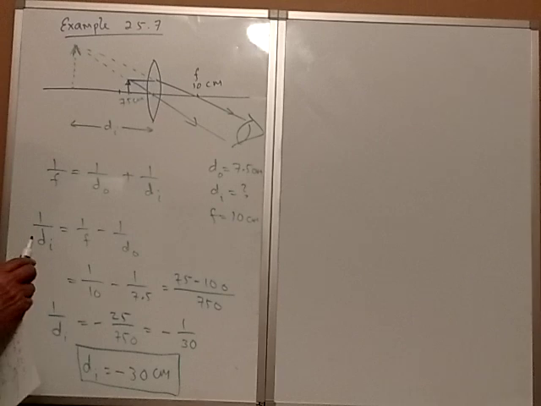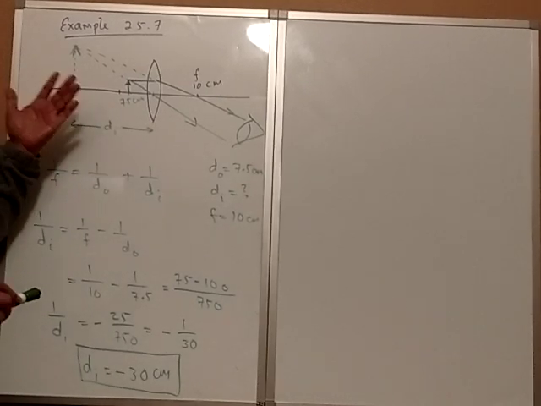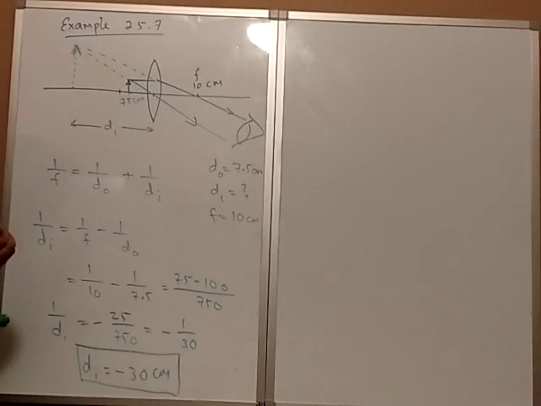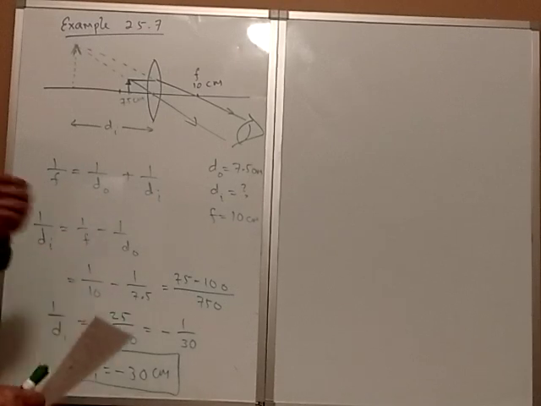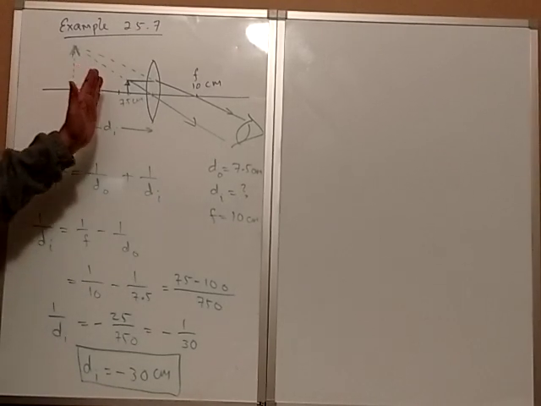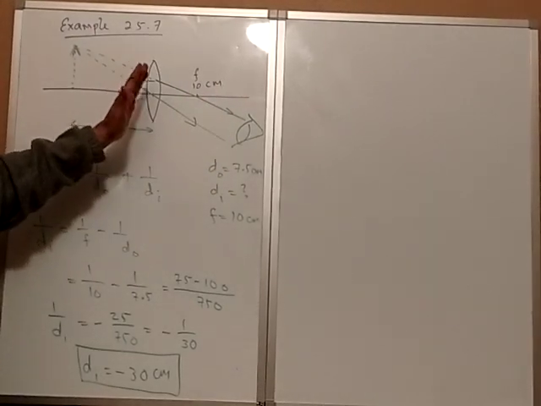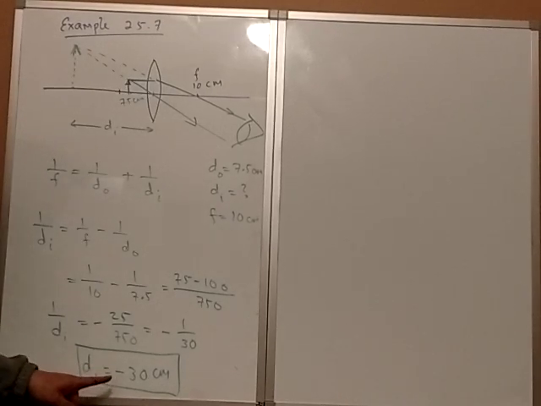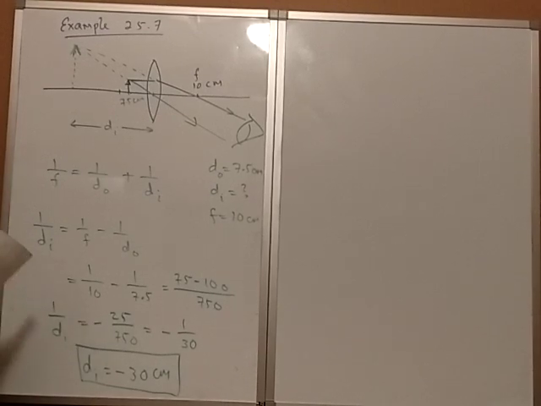So this time we are getting a negative sign for d sub i. What it means is that the image is formed on the same side as the object, not like in 25.6. It doesn't appear on the other side of the lens, but it appears on the same side as the object. That's why you get a negative sign for d sub i. Alright, so we get d sub i.